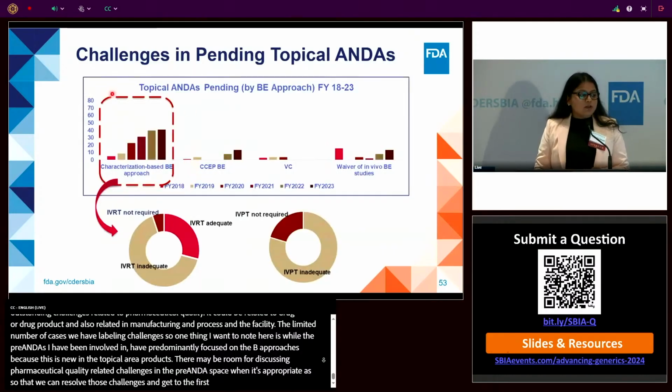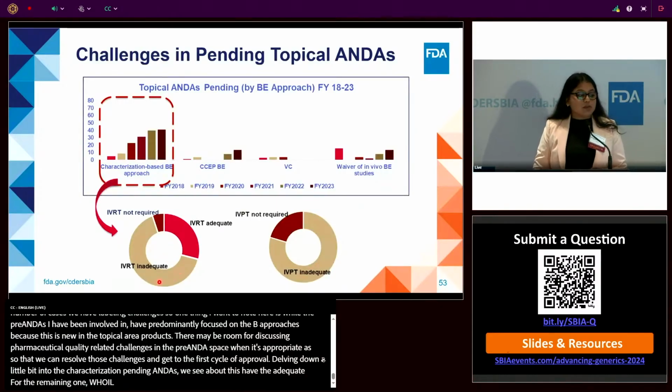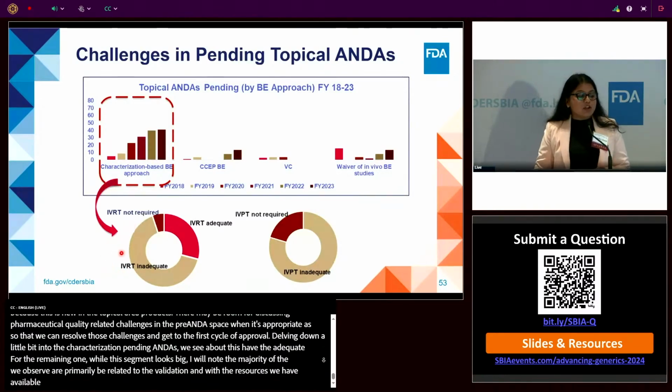Delving down a little bit into these characterization pending ANDAs that utilize characterization-based approach, we see about a quarter to 30% of these ANDAs have adequate IVRT study. For the remaining ones, while this segment looks big, I will note that the majority of the challenges that we observe with IVRT are primarily related to IVRT method validation or analytical method validation. And with the resources we have currently available, guidance, trainings, I think a majority of those challenges are resolvable within one cycle.